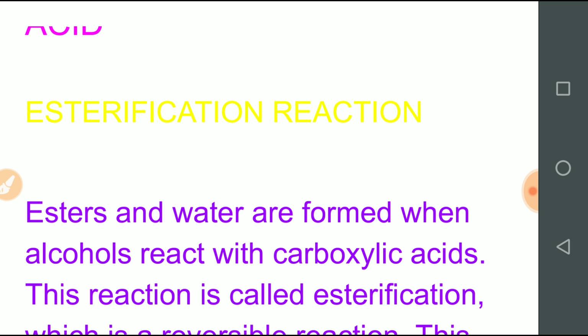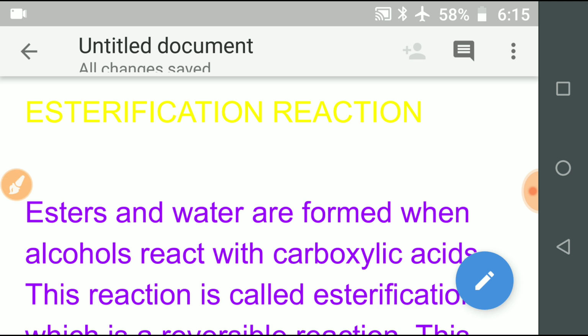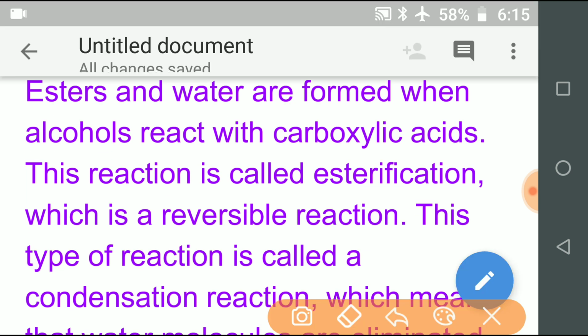Esterification means that esters and water are formed when an alcohol, either ethanol or methanol, whatever it may be, reacts with a carboxylic acid to give rise to esters and water. This reaction is called esterification. Once again, in the esterification reaction, esters are obtained and water is also obtained.